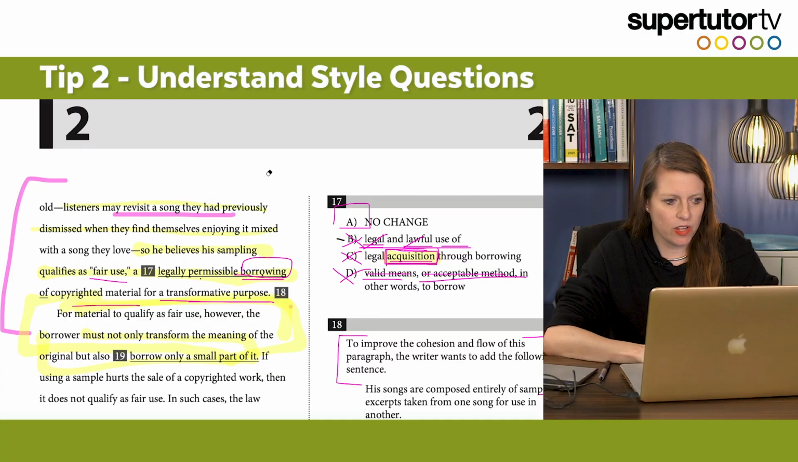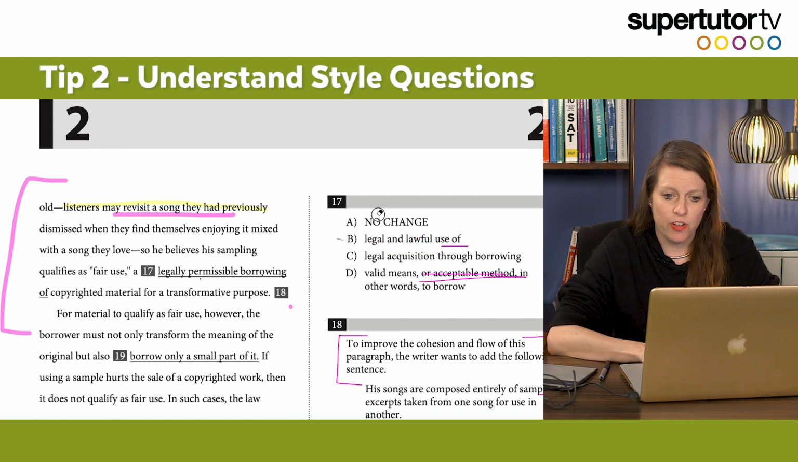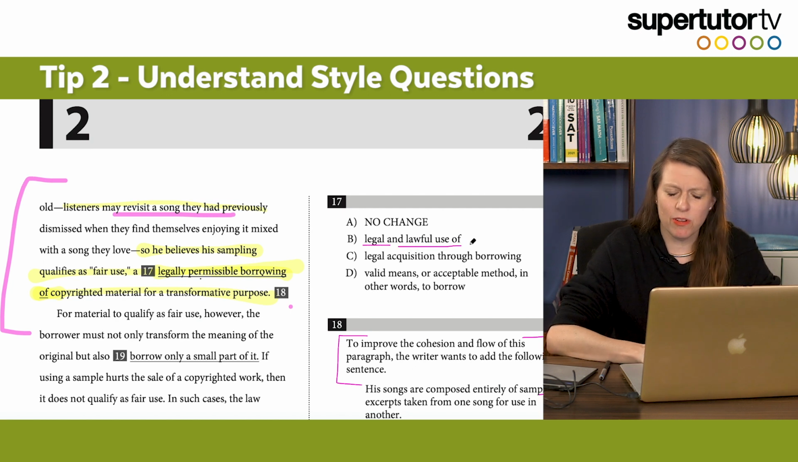So let's take a look really quickly. I'm going to show you an example of a question that gets into this fine-tuned kind of space. So here we have number 17. So he believes his sampling qualifies as fair use, a legally permissible borrowing of copyrighted material for transformative purpose. And we want to know, how do we say this? A legally permissible borrowing of copyrighted material? That's okay. A legal and lawful use of copyrighted material. That rolls off the tongue a little easier.